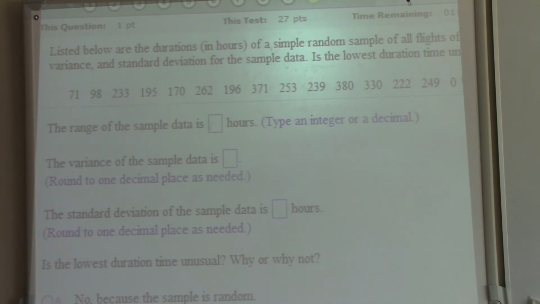All right. Hurry up. I don't really care about the variance. The only two things I care about are the mean and the standard deviation. But go ahead and find what they're asking for, because that's what they want.